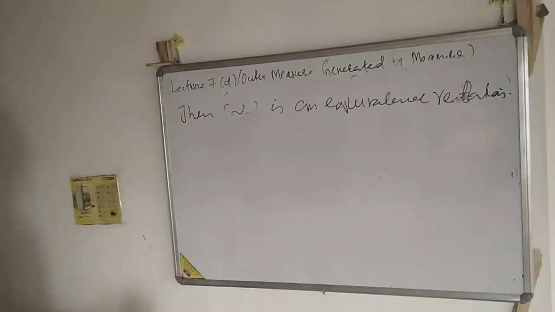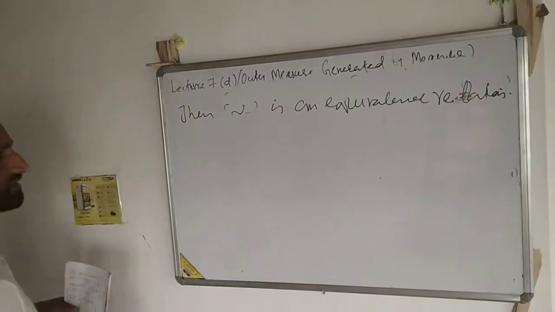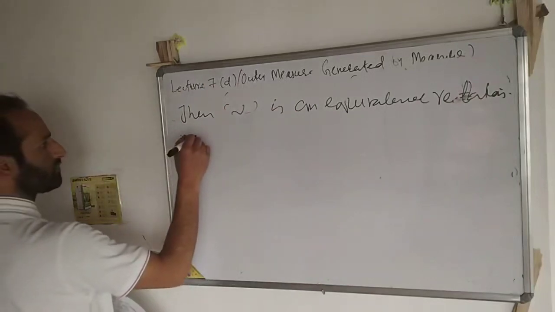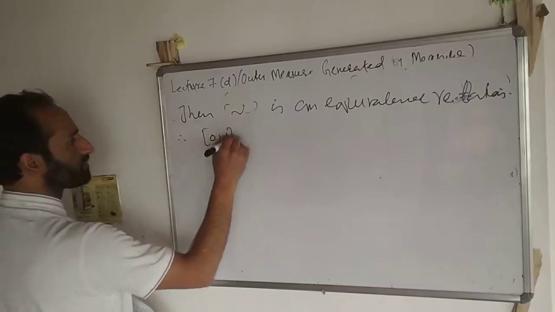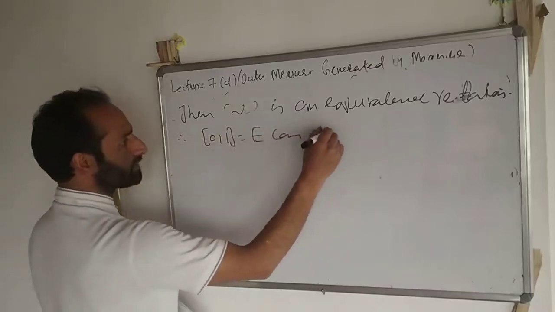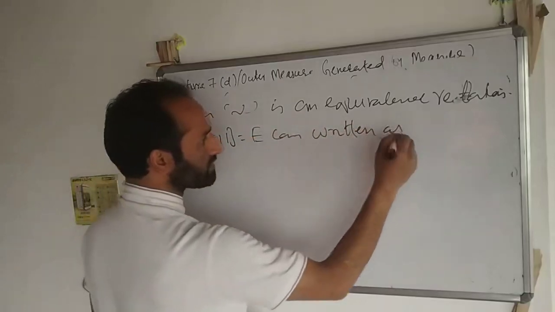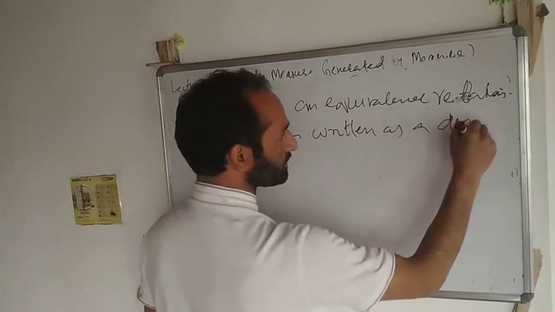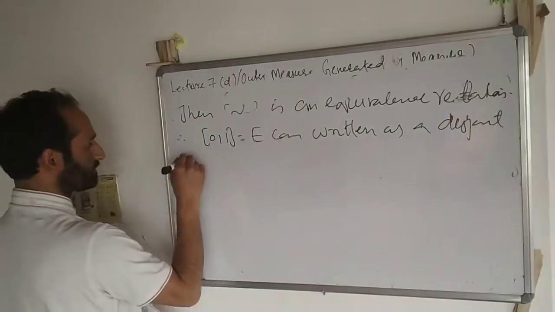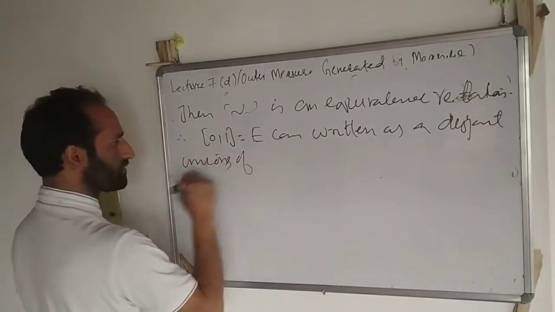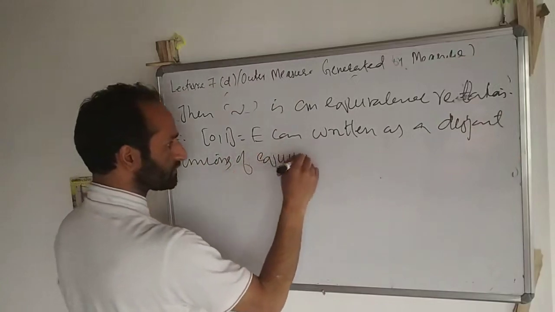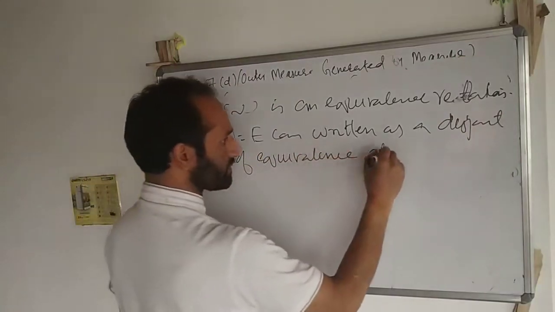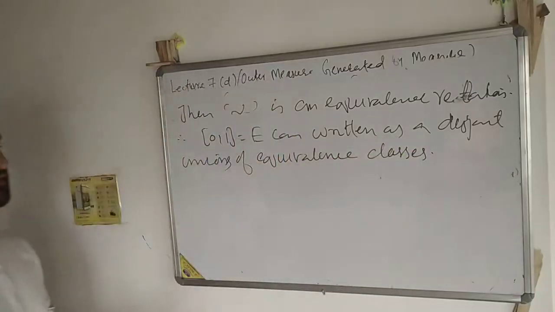Therefore we can partition the interval [0, 1] into its equivalence classes. Therefore the interval [0, 1], which is equal to E, can be written as a disjoint union of equivalence classes. Now I define a set which exists by the axiom of choice.